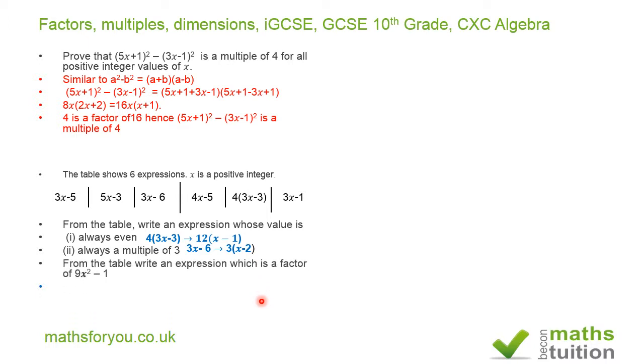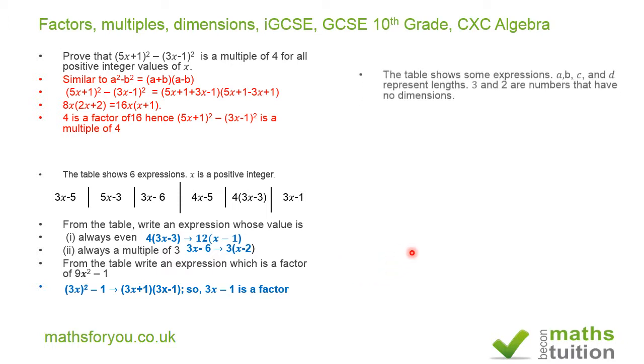And the third one says, from the table, write an expression which is a factor of 9x squared minus 1. Now we can express 9x squared minus 1 as (3x) all squared minus 1 squared, because 1 squared is 1. And then we're back to where we started, because this becomes a question of difference of two squares. So that will give us (3x + 1) into (3x - 1). And 3x - 1 is a factor of 9x squared minus 1. So that is a factor.